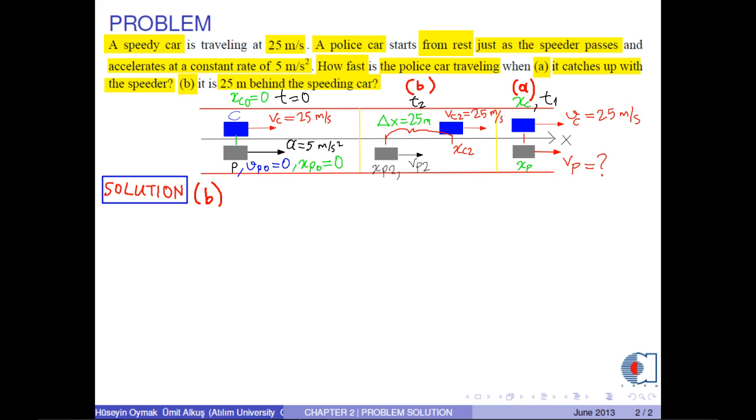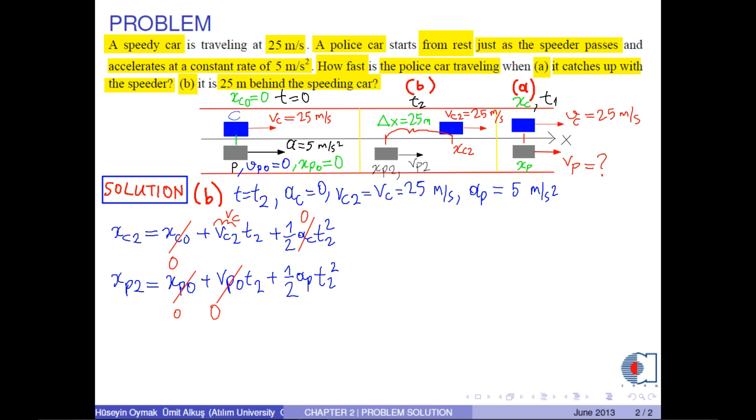To solve part B, again we write the given quantities. Similar to the procedure used in part A, we find the positions of the car and the police at time t2. As a result, we obtain xc2 equals vc times t2 and xp2 equals 1/2 times AP times T2 squared. At this time, the distance between the car and the police is 25 meters.